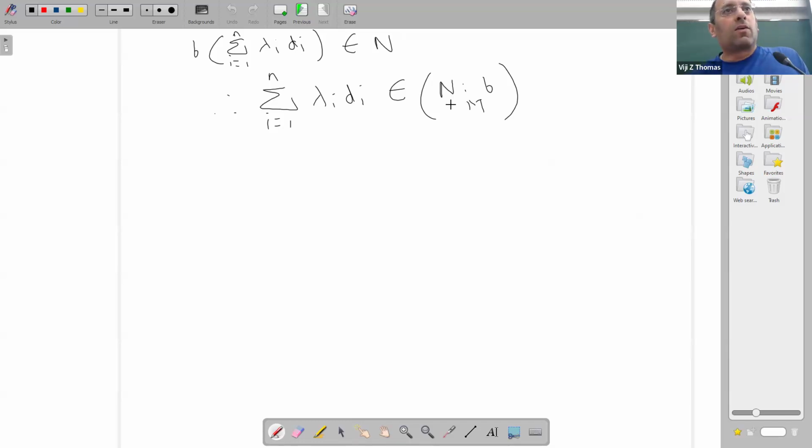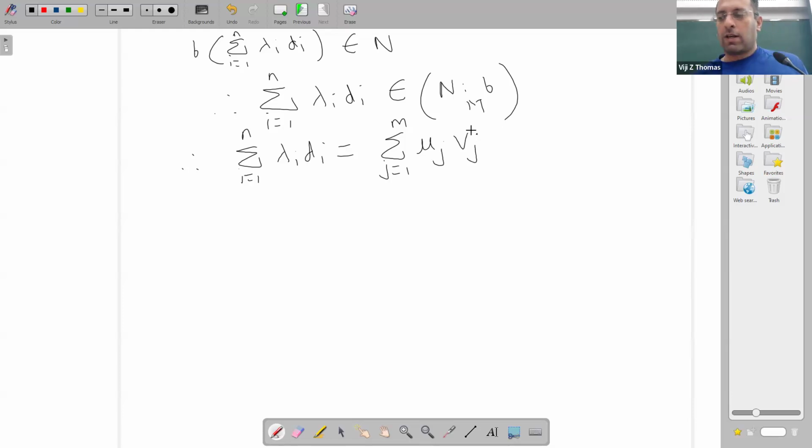Okay, but the colon ideal was finitely generated by some elements. So therefore summation i equal to 1 to n lambda i d_i can be written as what? Summation, I think it was indexed till m, so j equal to 1 to m, say nu_j v_j, and it was generated by the v_j's.